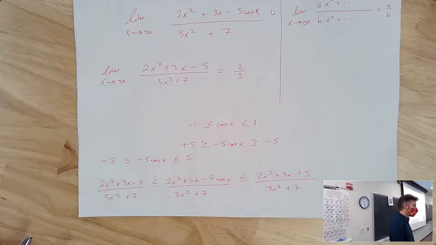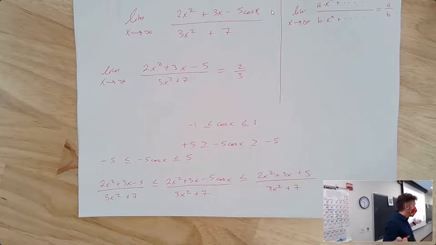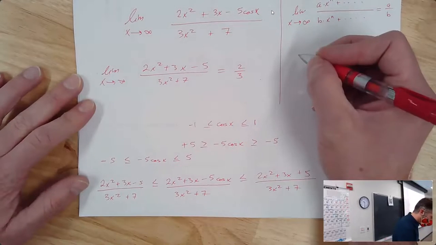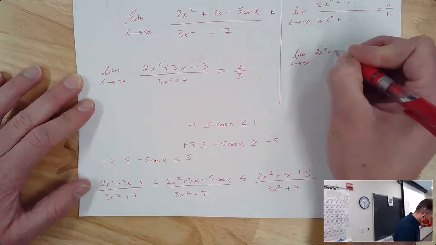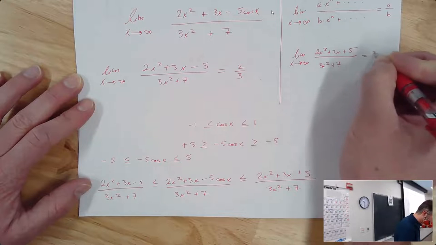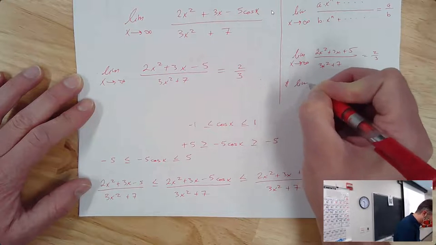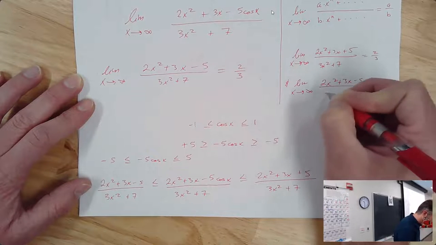Well, look at that. So let me ask everybody, what's the limit as x goes to infinity of this right-hand piece here? It's gotta be 2/3. What's the limit of this piece here? Also 2/3. So we can definitely say the limit as x goes to infinity of 2x squared plus 3x plus 5 over 3x squared plus 7 equals 2/3. And also the same thing is true for the limit as x goes to infinity of 2x squared plus 3x minus 5 over 3x squared plus 7.